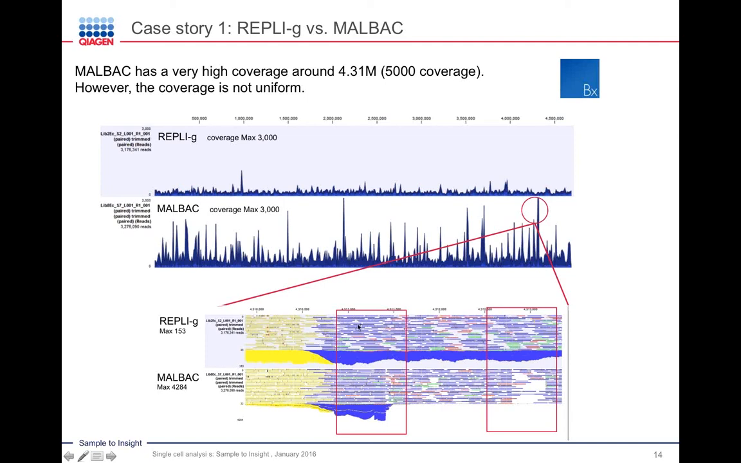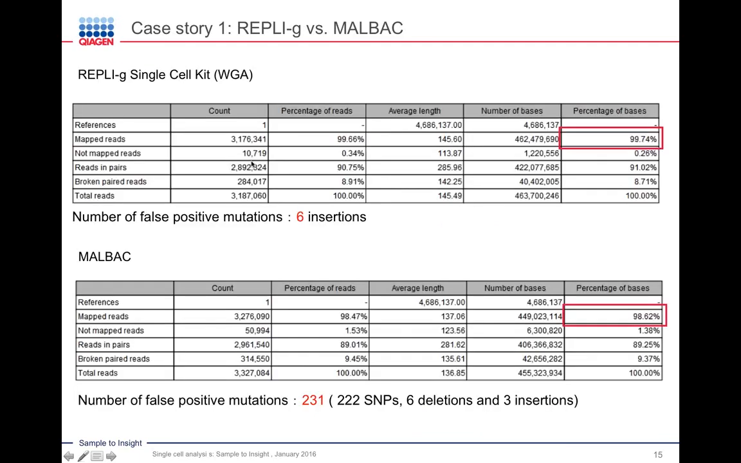And again, the blue reads are those that are present in pairs, and the red and the green are representing the reverse and the forward. This is showing you the different zoom levels, but the take-home message here is that you have much more even coverage with the Repligy than you do with the Malbec.